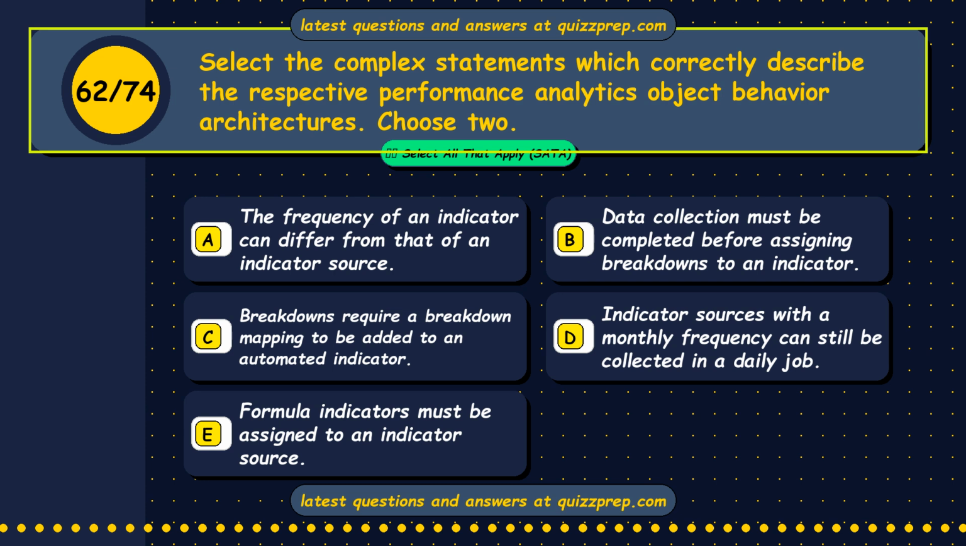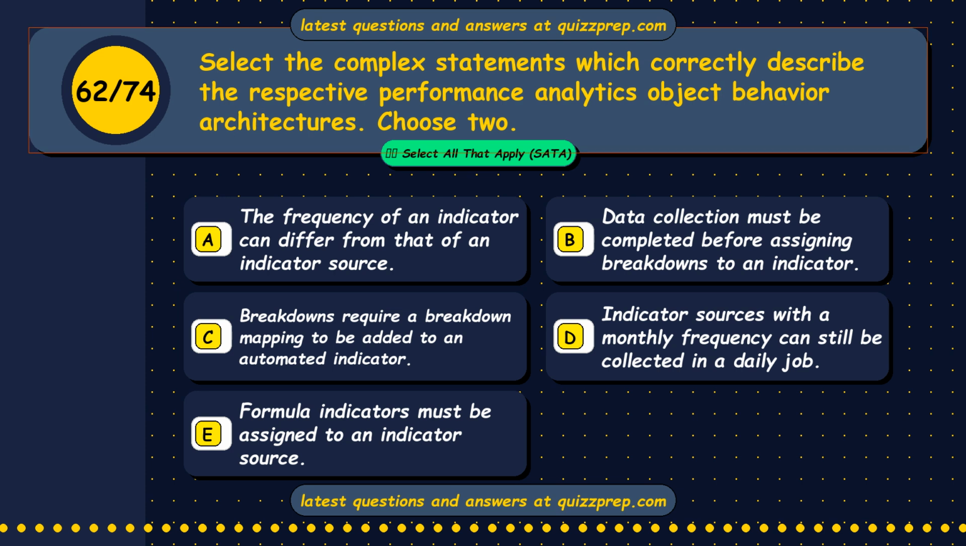Option B. Data collection must be completed before assigning breakdowns to an indicator. Option C, breakdowns require a breakdown mapping to be added to an automated indicator. Option D, indicator sources with a monthly frequency can still be collected in a daily job. Option E, formula indicators must be assigned to an indicator source.